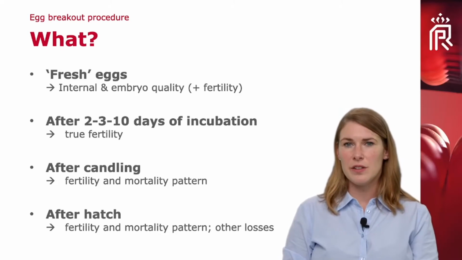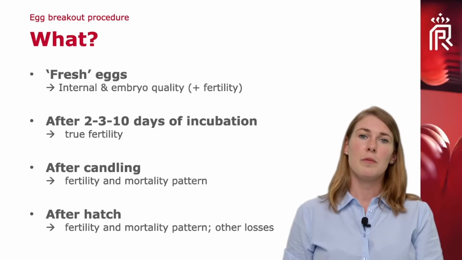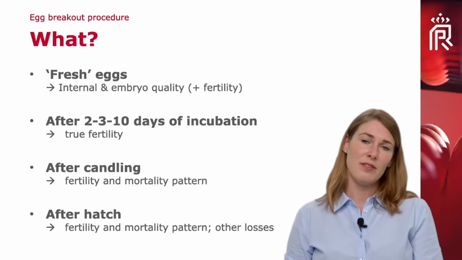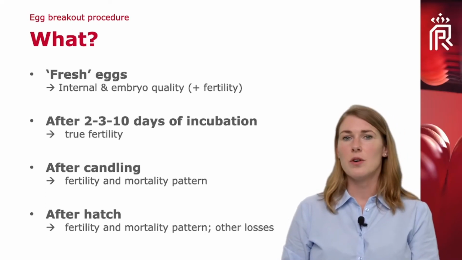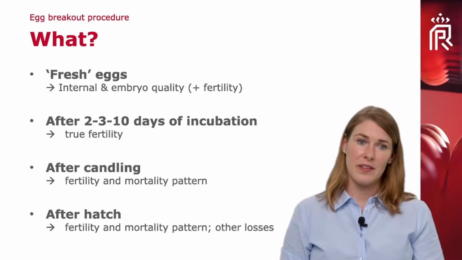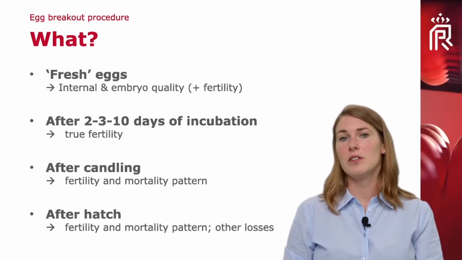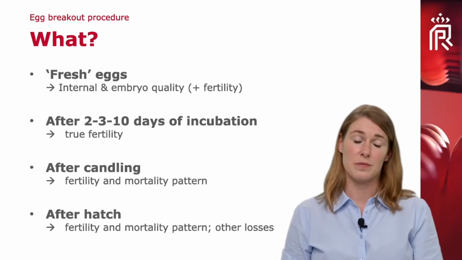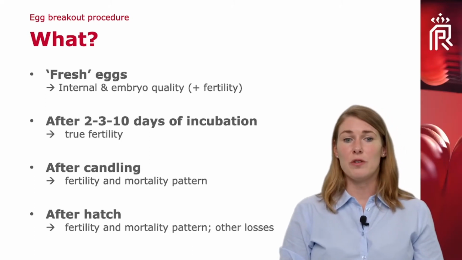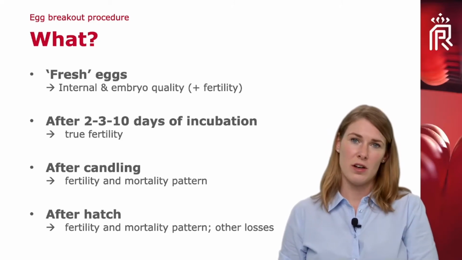Some people find it easier to find out the true fertility after a couple of days, because you would get the blood ring with candling. However, it's not always infertile if you don't see a blood ring. So that can be a bit tricky. You can also do a breakout procedure after candling. This would allow you to see both the fertility and the mortality pattern, as you can already see some of the early and the mid deaths. You can also do a breakout procedure after hatch. That would give you a fertility and a mortality pattern, and also might give you some clues about other losses.